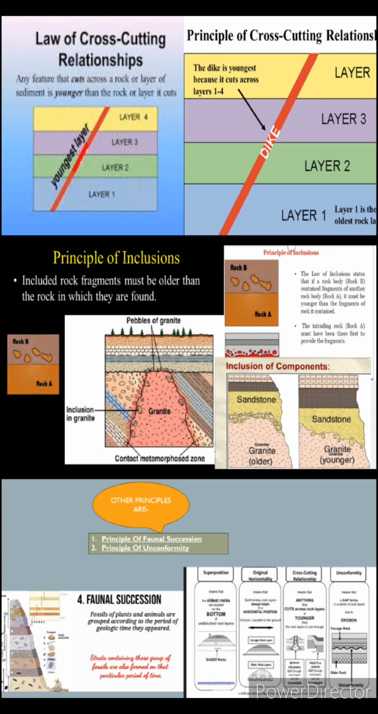Next, the principle is the law of cross-cutting relationships. Any feature that cuts across a rock or layers of sediments is younger than the rocks or layers it cuts. So this principle says that any feature that cuts across a rock or layer of sediments is younger than the rock or layer it cuts. So this is a cross-cutting relationship.